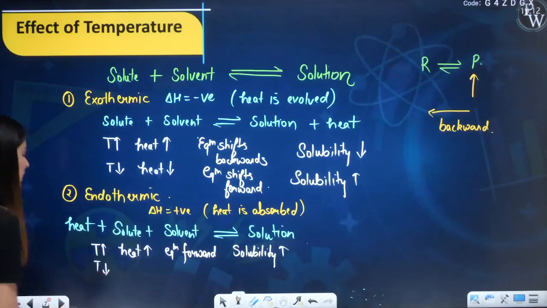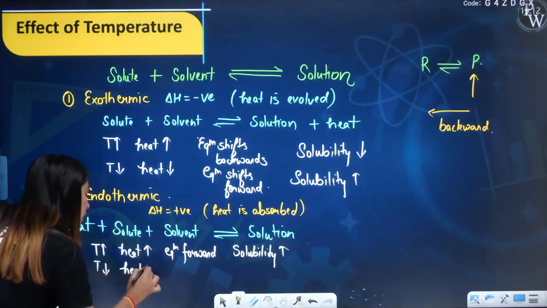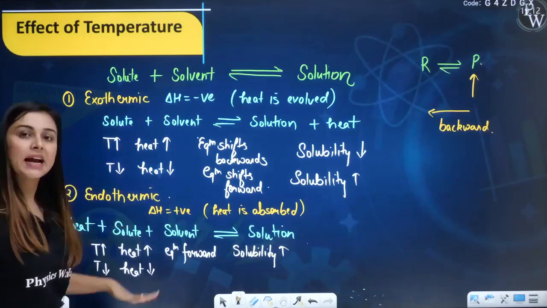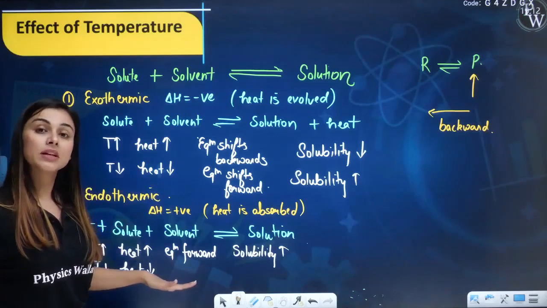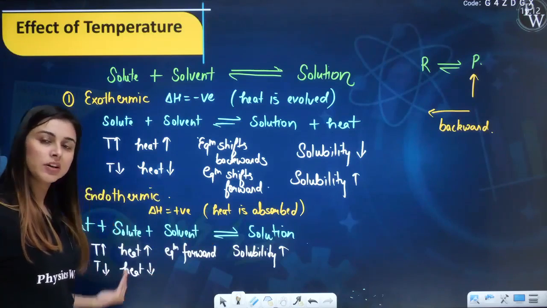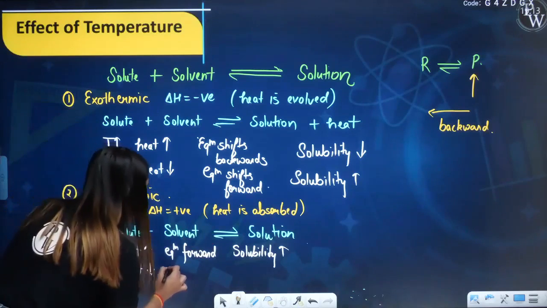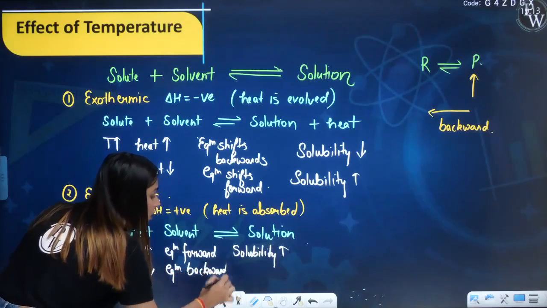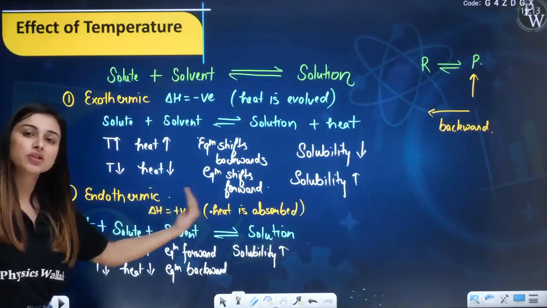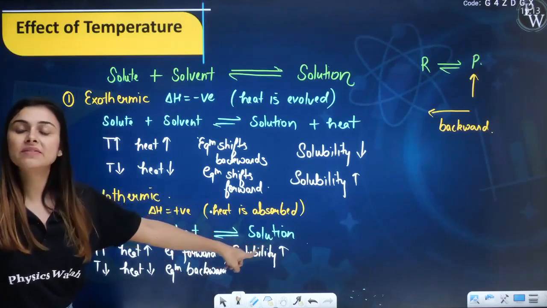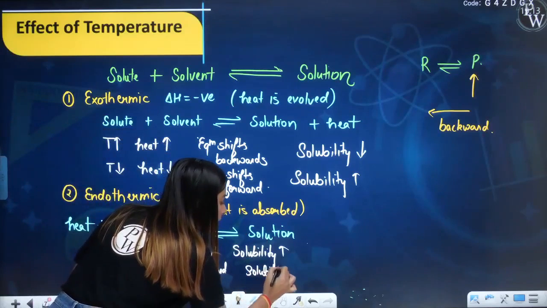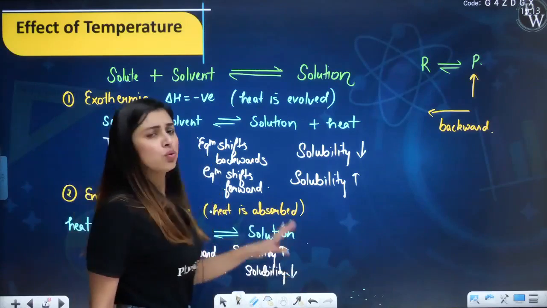If temperature decreases, you are trying to decrease the heat. If you try to decrease the heat, what will happen? You are trying to decrease the reactant side. Le-Chatelier principle says equilibrium will shift toward the reactant side, it will try to increase the reactants. This means that equilibrium will shift backward. And if the equilibrium shifts backward, this means that solubility will decrease.